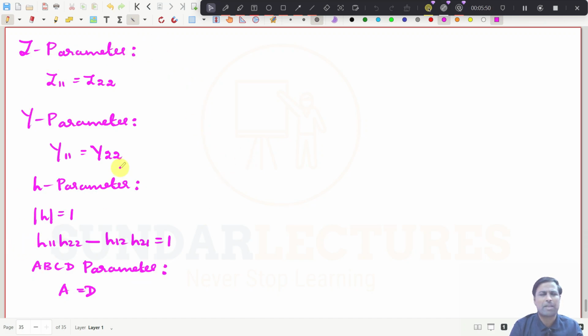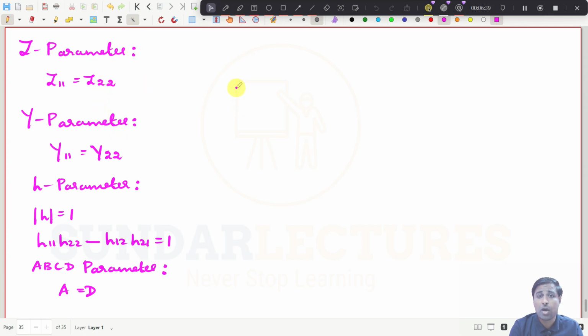If you have a two-port network, then you can find all four parameters, right? You know the procedure to find the parameter values. And if you check whether in the Z parameter Z11 and Z22 are equal, or Y11 and Y22 are equal, or if you take the determinant of the H matrix and get 1, or if you find the ABCD parameter and A and D are equal, then you can conclude that if any one of these conditions is satisfied by the two-port network, the network is in a symmetry condition.